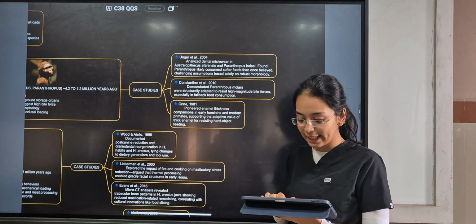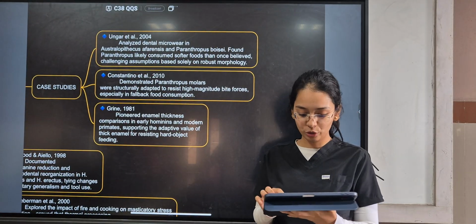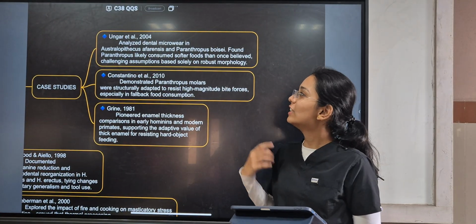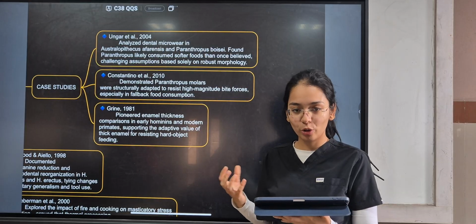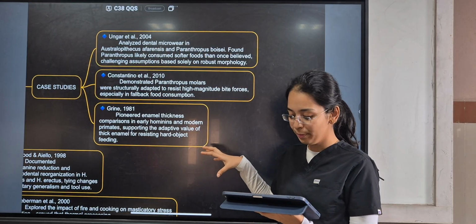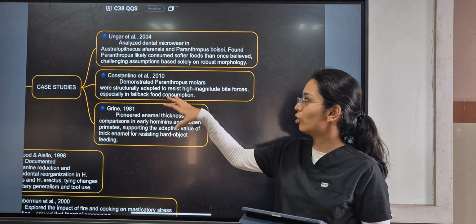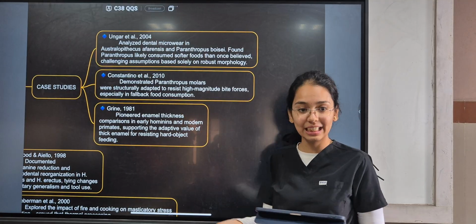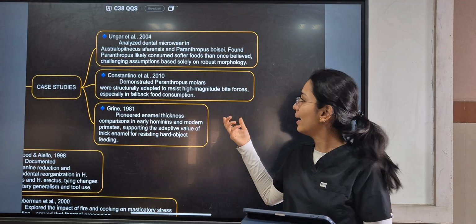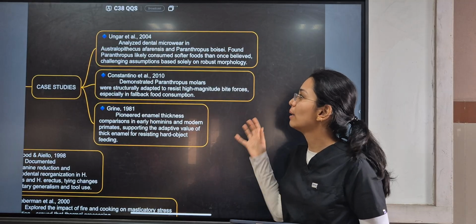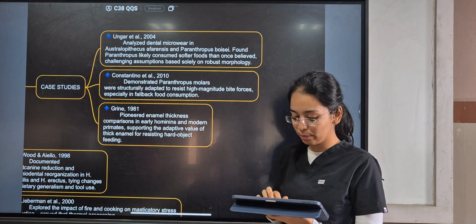There are some notable case studies. There was a study done by Ungar et al. in 2004, which analyzed the dental microwear in the Australopithecus and Paranthropus species. It found that Paranthropus likely consumed softer food when compared to the other, so it was not based solely on the robust morphology.